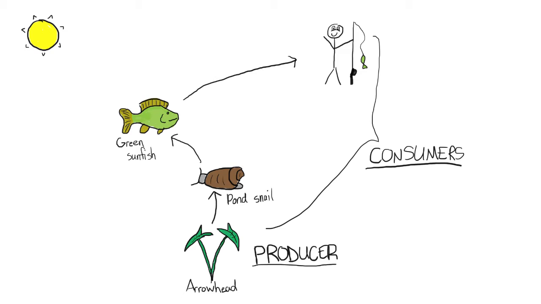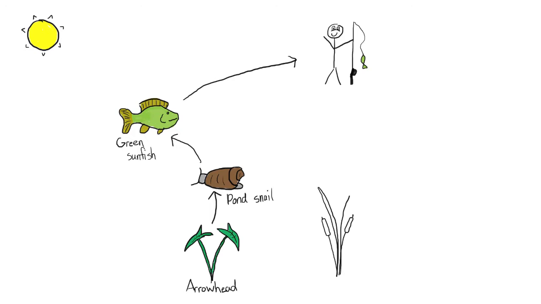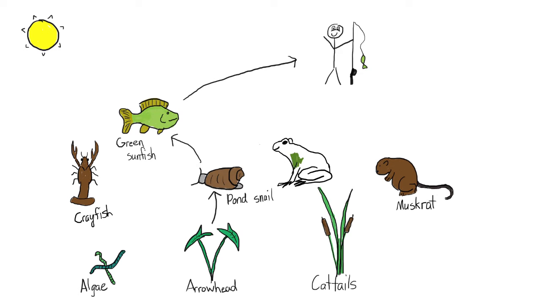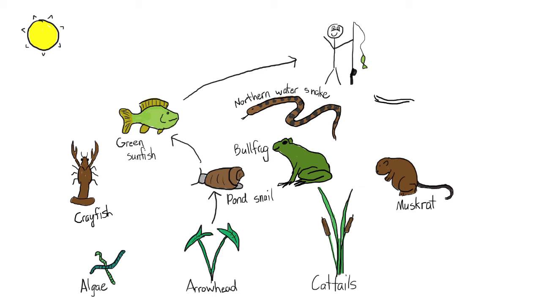But there's a little more in this ecosystem than just arrowhead plants, pond snails, green sunfish, and you. There are other producers, such as cattails. And don't forget those little green algae. So algae are an important primary producer as well. Just like plants, they can also convert the sun's energy through photosynthesis. In addition to these primary producers, we have other consumers, such as this muskrat, and we have crayfish. Don't forget those bullfrogs and snakes, such as this northern water snake. We can throw some birds in there, like northern harriers, and other mammal predators, such as mink.